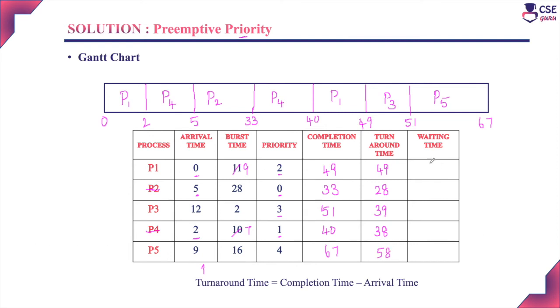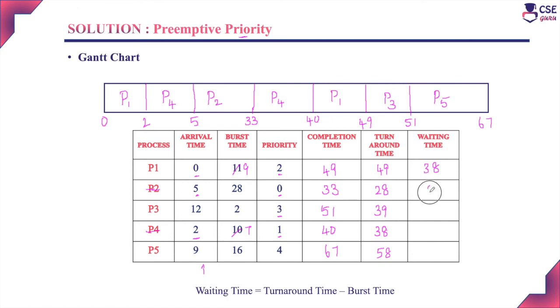Next we need to find the waiting time. Waiting time is how long each process waits in the ready queue before it is assigned to the CPU for execution. We calculate it with the formula turnaround time minus burst time. So for process P1, 49 minus 11. For P2, 28 minus 28. For P3, 39 minus 2. For P4, 38 minus 10. For P5, 58 minus 16.